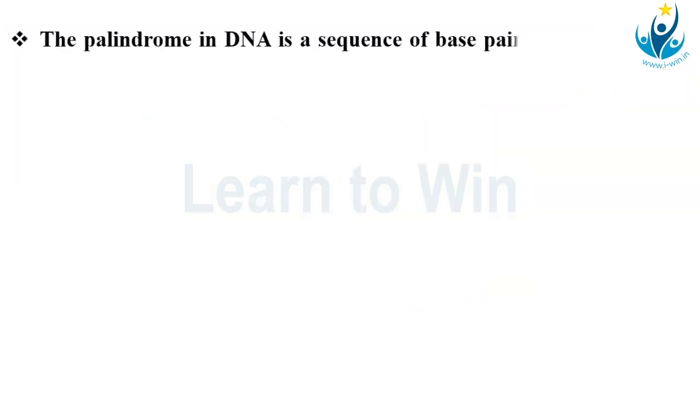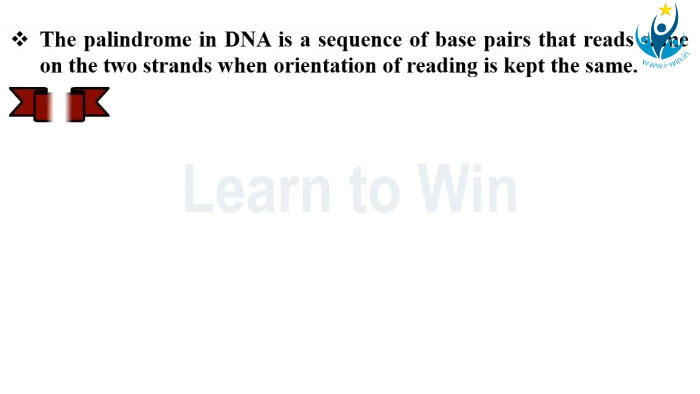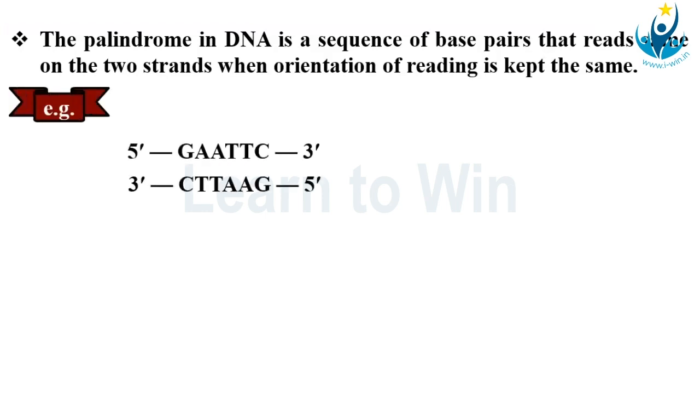Okay, so a palindrome in a DNA sequence is a sequence of base pairs of DNA that reads the same on the two strands when the orientation of reading is kept the same. Very confusing statement, right? Let us just simply understand it. See, this is a recognition sequence.